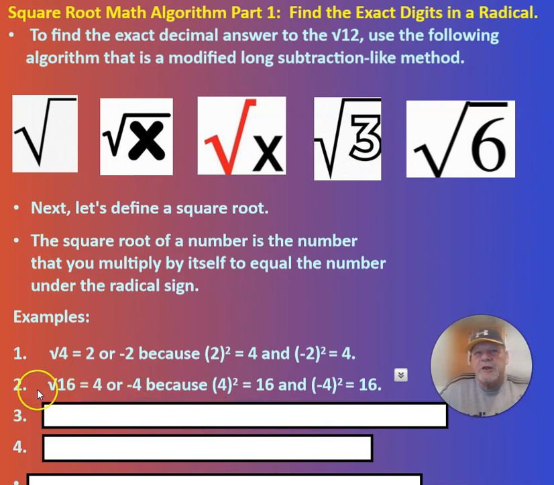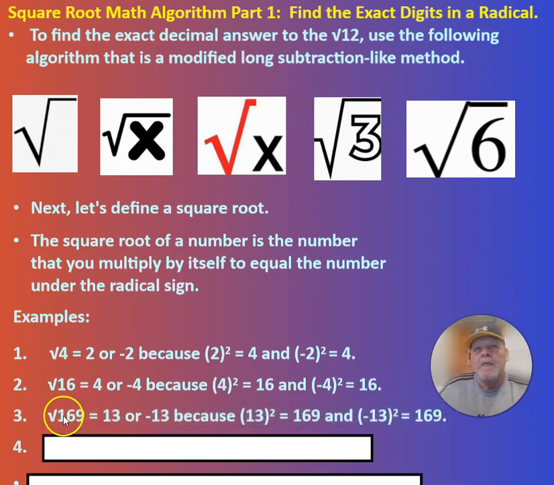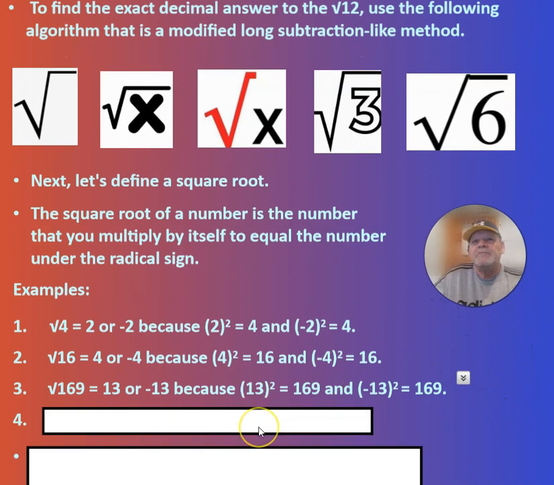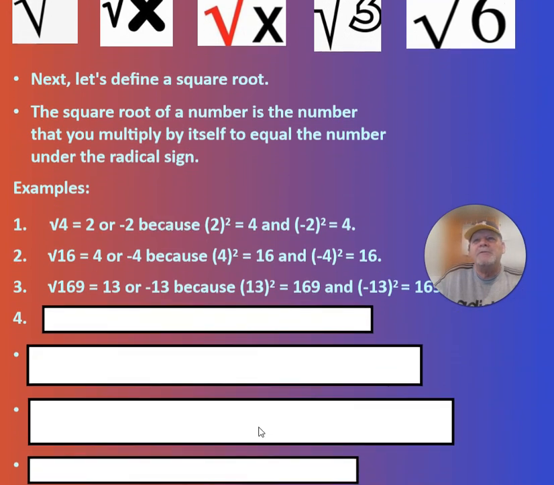The square root of 16. That's the way you would read that. And you could read it radical 16. That's another way that it can be read. See, the two roots are 4 and negative 4 because 4 squared equals 16 and negative 4 squared equals 16. The square root of 169 is 13 or negative 13 because 13 squared is 169 and negative 13 squared is 169.